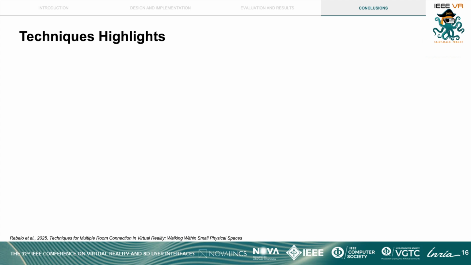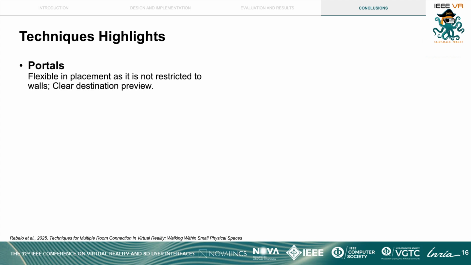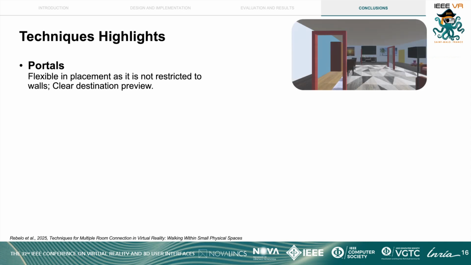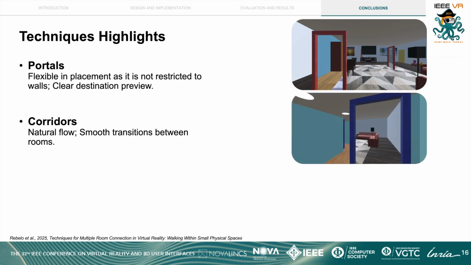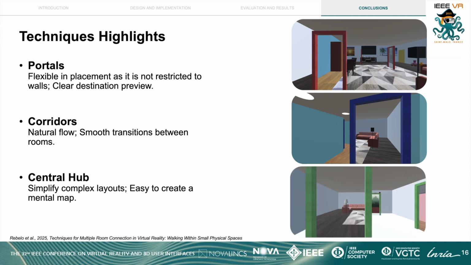Each technique has its strengths. Portals offer flexibility and clear destination previews. Corridors provide a natural and intuitive way to move between spaces. Central hubs simplify navigation by acting as a central reference point.